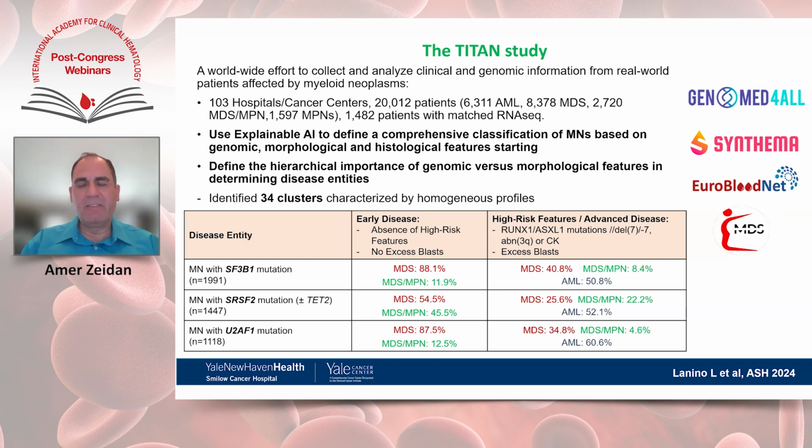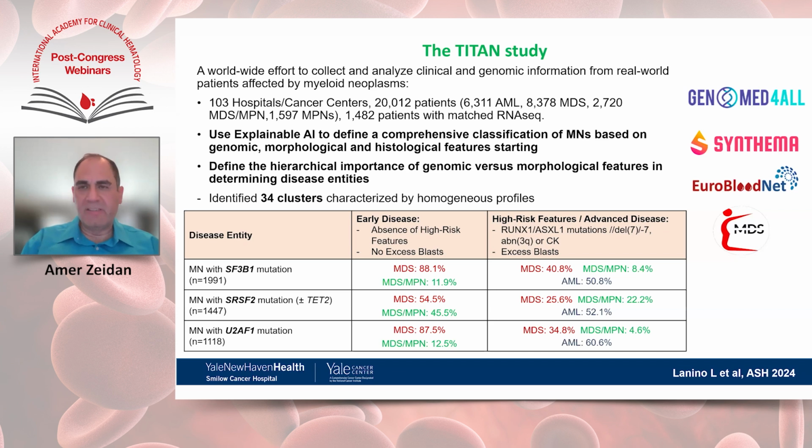So this was a complex presentation, but I wanted to highlight the approach that was used in this, using hierarchical importance of genomic data to determine disease entities. And 34 clusters actually have been identified using this process. For example, having an SF3B1 mutation primarily happens in MDS, but you can see that in MDS-MPN overlap as well as AML.